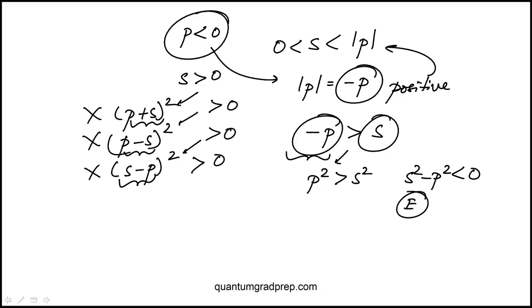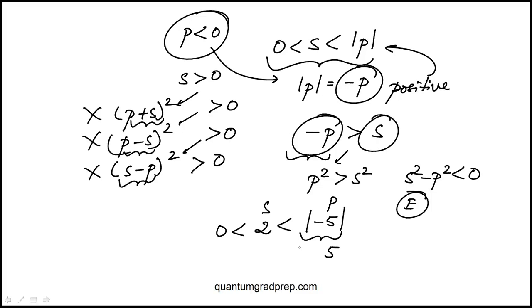The other choice would be to select numbers. So we know that p is negative and we need to satisfy that inequality. So let's say s is 2, then I need to pick p something like minus 5, which certainly, absolute value of minus 5 is 5, which is greater than 2. And then we can substitute the answers, and we know that the first three are out because we're squaring them.